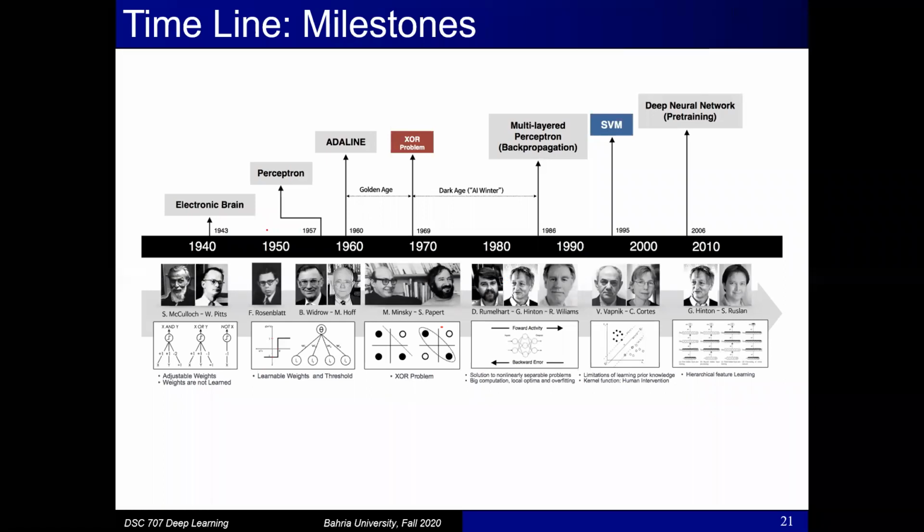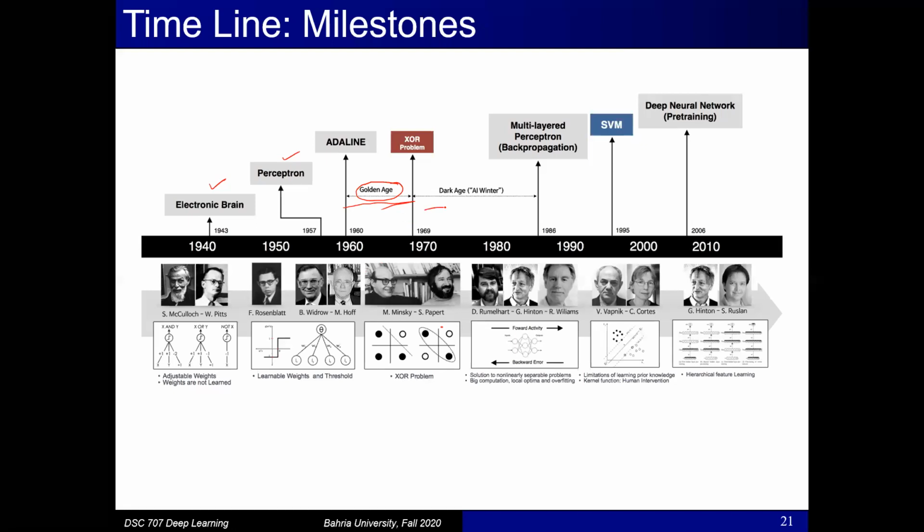Basically, in the 40s, you had something called the electronic brain. It is like a single neuron, an electronic circuit, but it was not able to learn. Then in 57, you had the perceptron. Again, it was a single neuron, but it was able to learn something. And the part that you see here, 1960 to 70, is called the golden age of AI. Many researchers were interested in AI, there was a lot of funding available and so on.